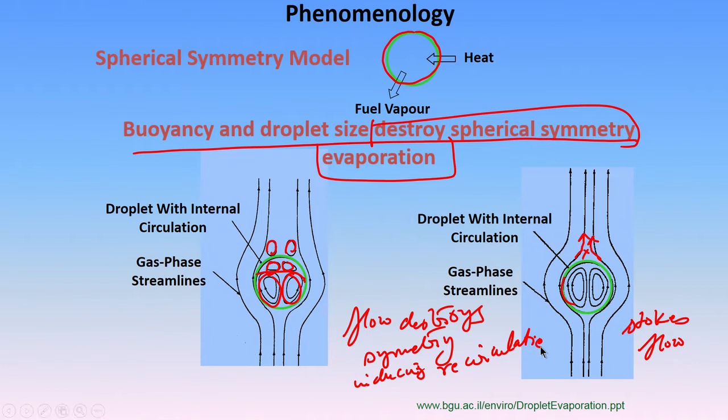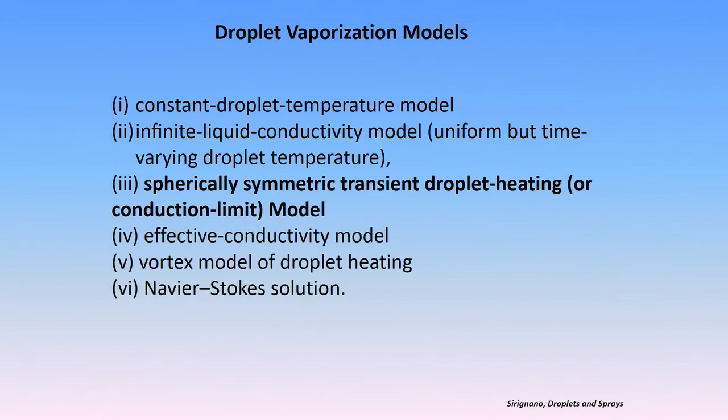However, in a spherically symmetric model, we are not really concerned about all those things. So, most of the droplet models will actually operate on the spherically symmetric principle. Okay. So, droplet vaporization models are of various kinds. One is called the constant droplet temperature model. That means we take the droplet temperature as constant. One is called the infinite liquid conductivity model. That means the droplet temperature is uniform, but time varying.